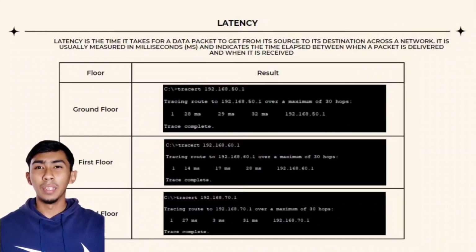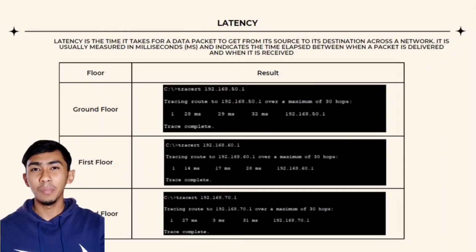So next, we analyze the latency. Latency is the time it takes for a data packet to get from its source to its destination across a network. It is usually measured in milliseconds and indicates the time elapsed between when a packet is delivered and when it is received. High latency can create network application slowdown or delays, particularly in real-time communication, gaming, and online transactions, making them less responsive and usable. In most applications, low latency is desired to ensure good quality and a pleasant experience.